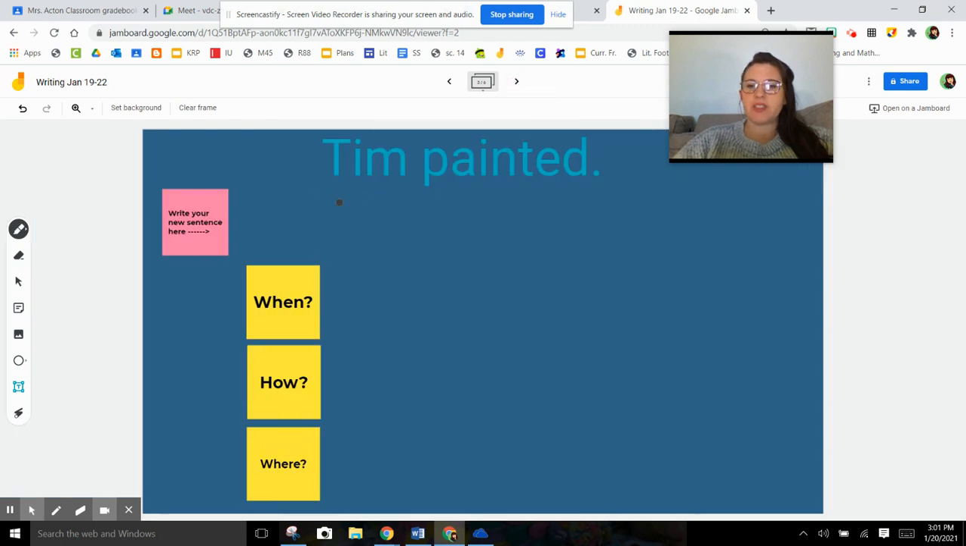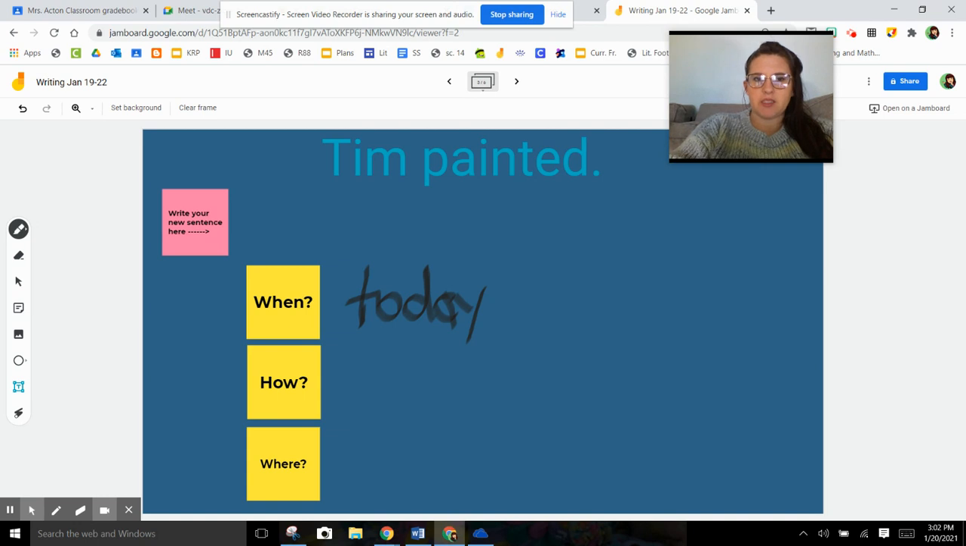All right, so next we have a sentence, and this is actually one you saw yesterday, but a lot of kids struggled with it, so I wanted to give it an example so you could see how you did. Tim painted. That's a sentence. Not a very good one. He painted what? When did he paint it? Where did he paint it? How did he paint it? Those are all things that we can answer with these adverbs. So let's think about when Tim painted. Let's say today. So today he painted.